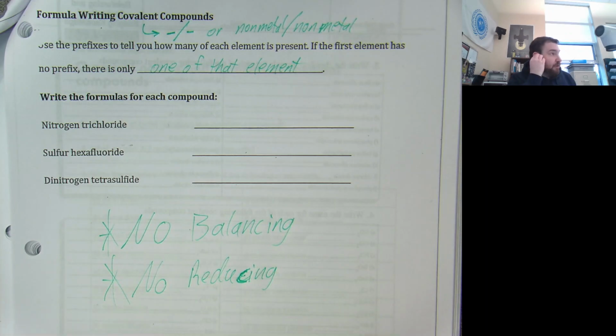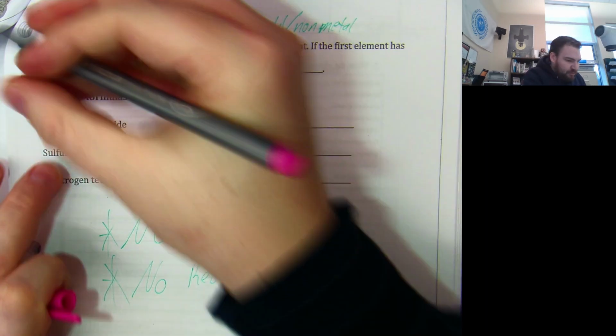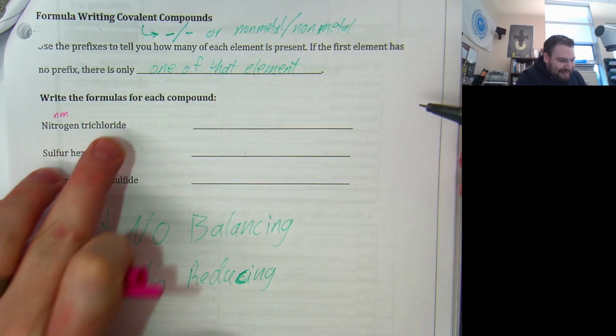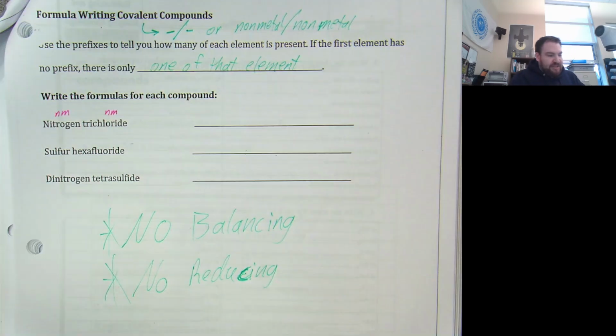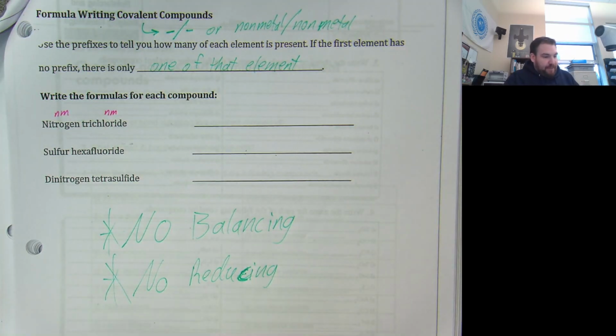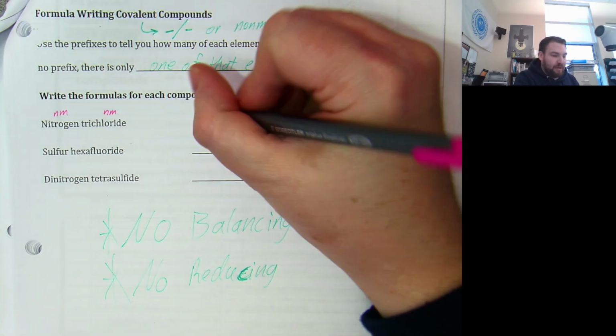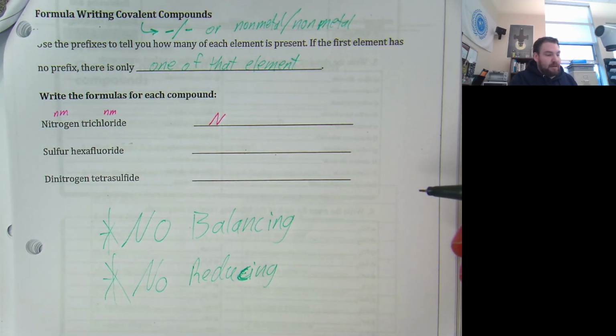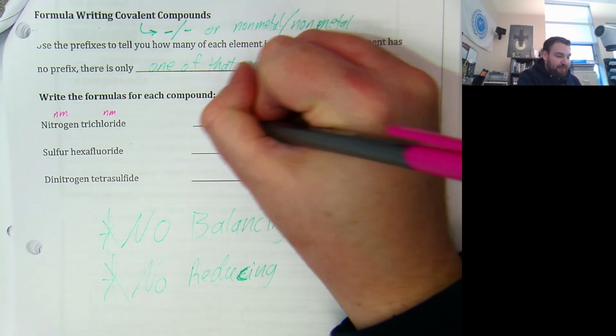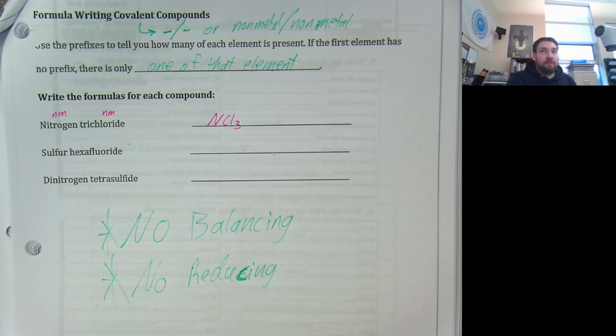So nitrogen trichloride. Nitrogen, non-metal. Chlorine, non-metal. This thing's covalent. I build it as written. Nitrogen doesn't have a prefix. So how many nitrogens do I have? There's no prefix. How many are there? One. I've got trichloride, so I've got Cl3. Thank you, Evelyn. And you're done.